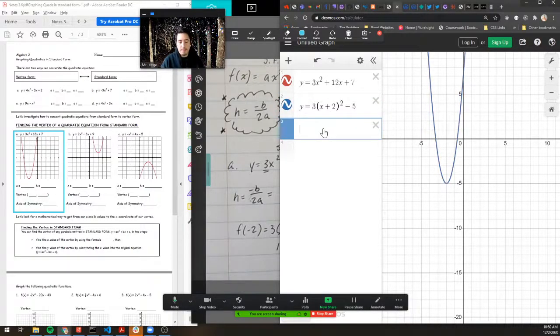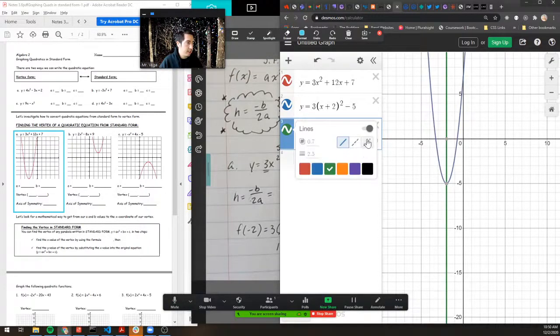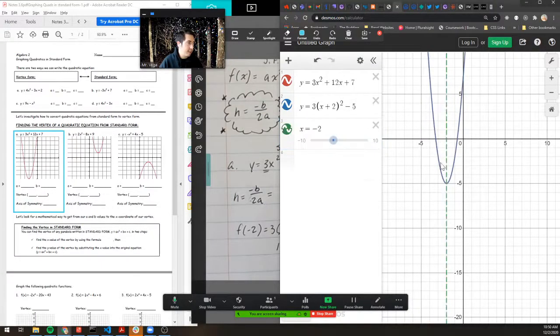The axis of symmetry is x equals negative 2. If I make that a dashed line, we can see it goes right down the middle of that quadratic. So that's the axis of symmetry.